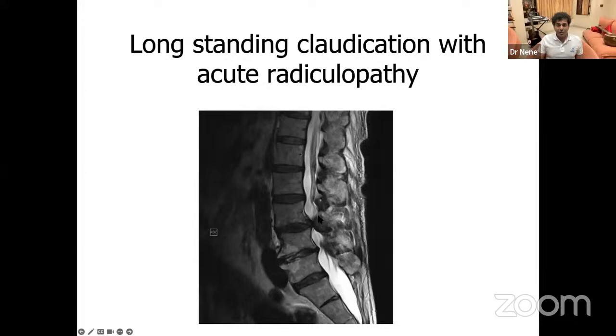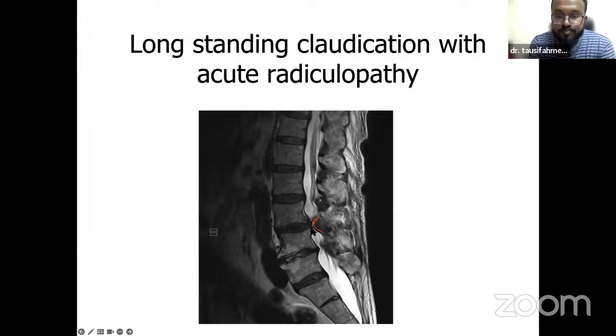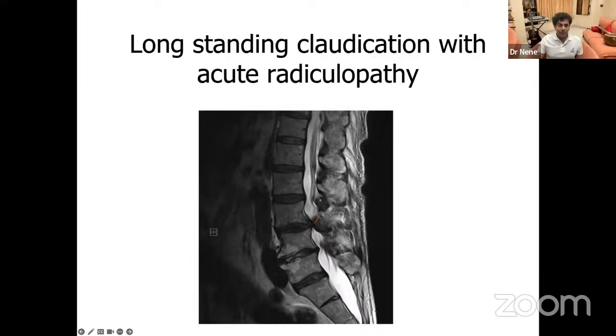This is your canal stenosis here. Agreed? This part? Yes, sir. What is this? I'll rub it off. There's a disc additionally, right? Okay. Now, when the disc looks flat at the bottom, but looks bulgy at the top, you understand the difference?